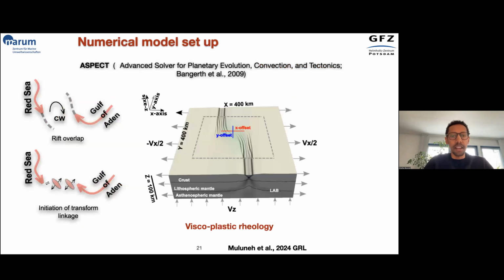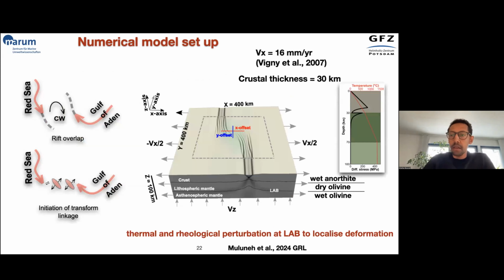So we have a setup, a 3D box model setup using a viscoplastic rheology. And we have this setup where we can model the upper crust and the lower crust. In this case, we use just a crust, which is represented by wet anorthite, and lithospheric mantle and asthenospheric mantle represented by dry and wet olivine, respectively. So we have a thermal and rheological perturbation here where we can initiate deformation at the rift center.